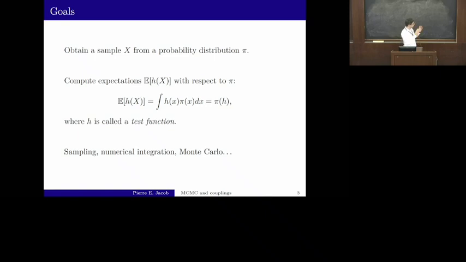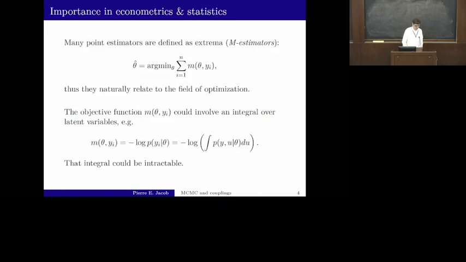And so the general problem is called sampling or numerical integration. So how to numerically obtain those integrals. And generally, we resort to so-called Monte Carlo methods to do that. There are other methods also. And so why is it interesting in econometrics and statistics?